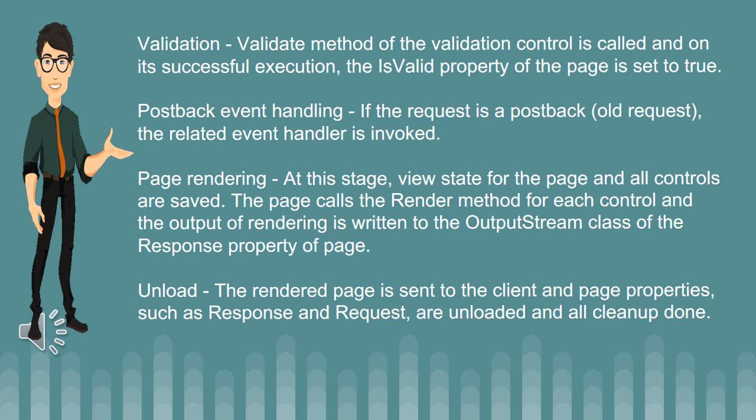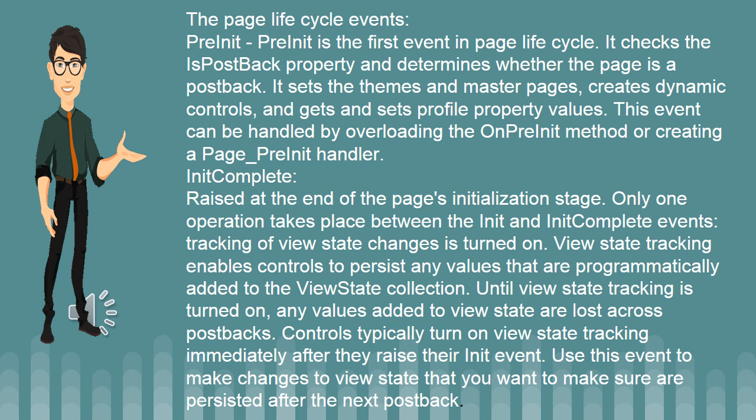Page rendering. At this stage, view state for the page and all controls are saved. The page calls the Render method for each control and the output of rendering is written to the OutputStream class of the Response property of page. Unload. The rendered page is sent to the client and page properties, such as response and request, are unloaded and all cleanup done.